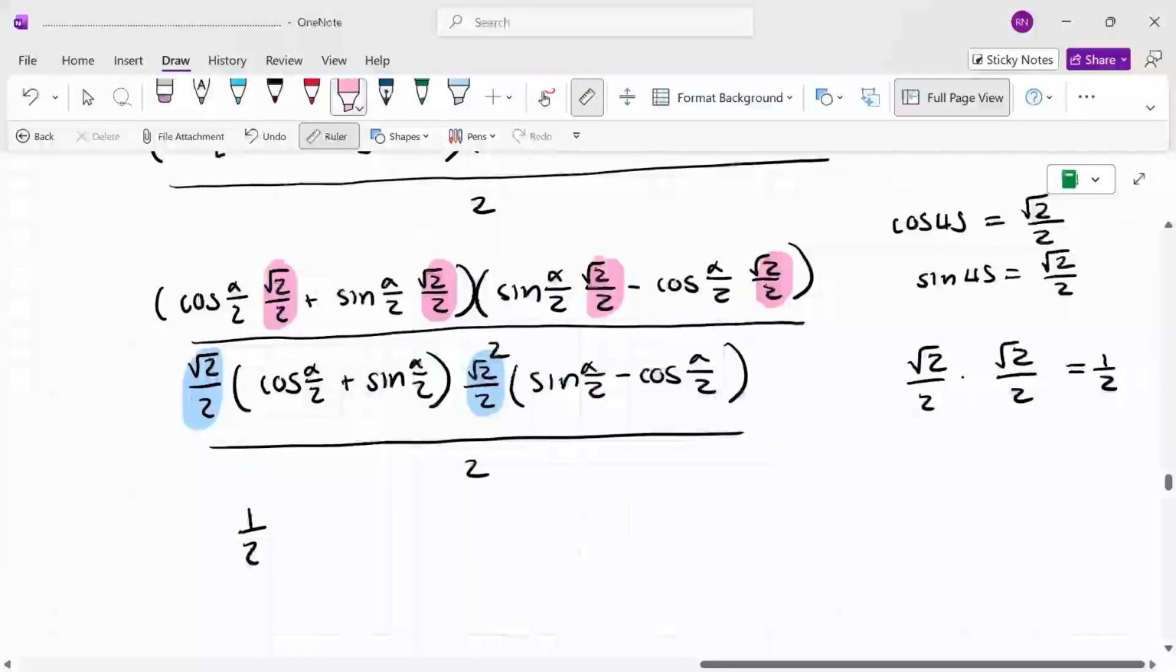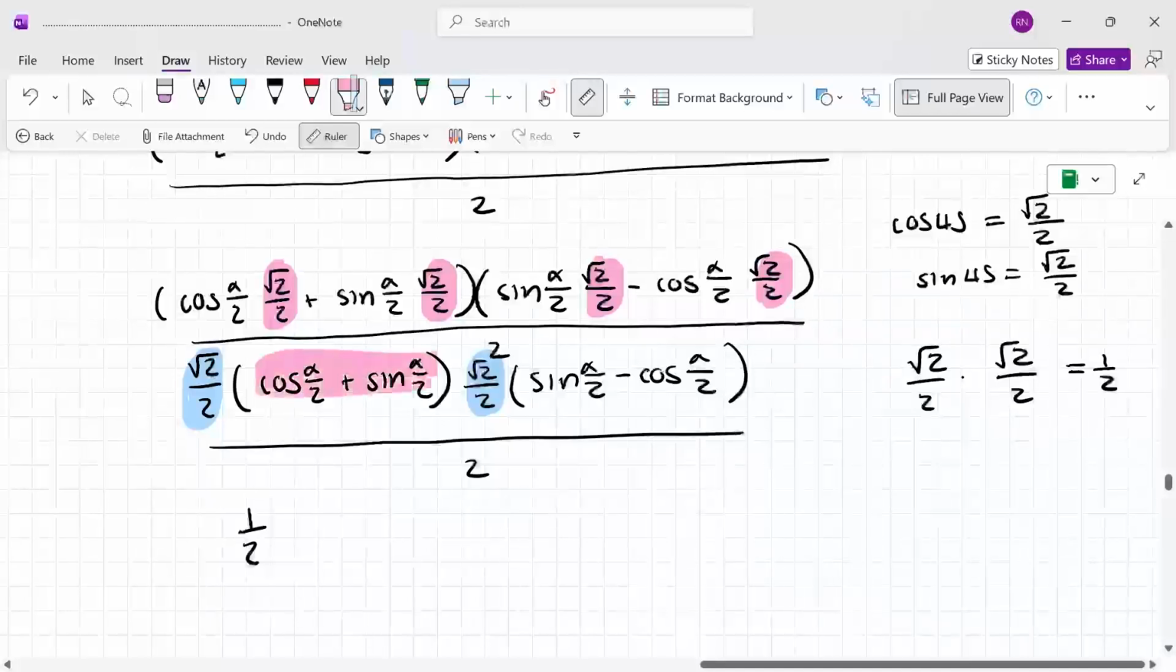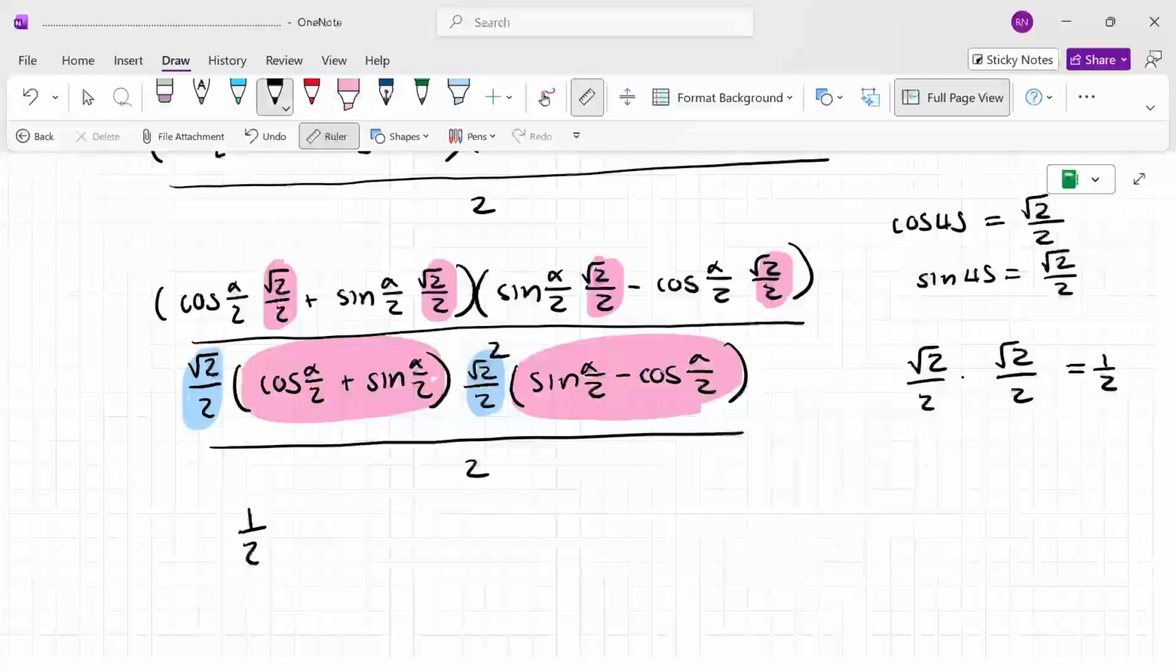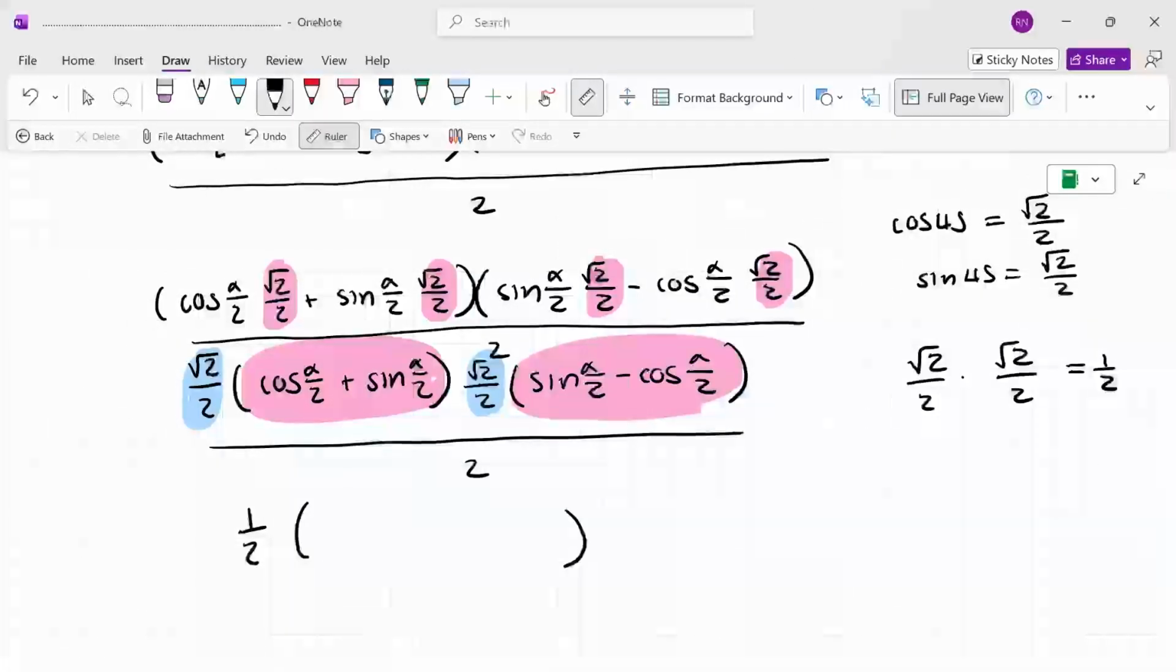Now, what do you guys notice about these two brackets? I need you to tell me what you notice about these two brackets before I go further to write this bracket. What is going on there?